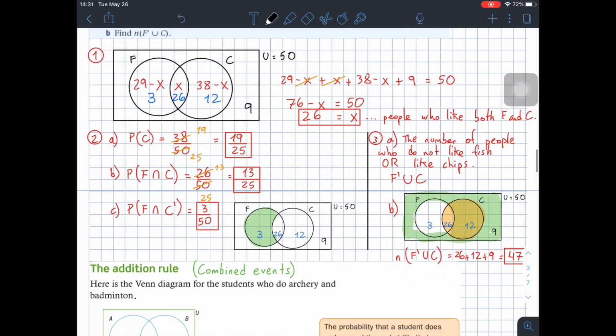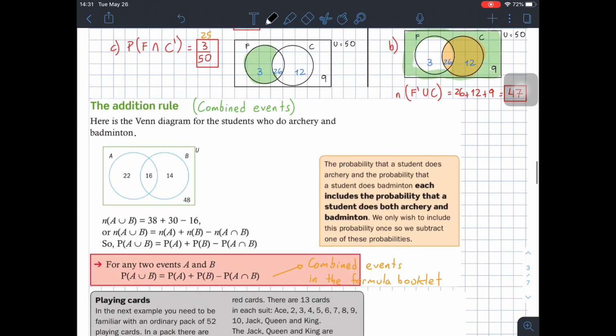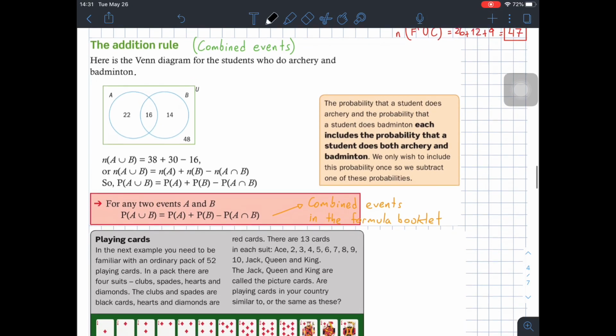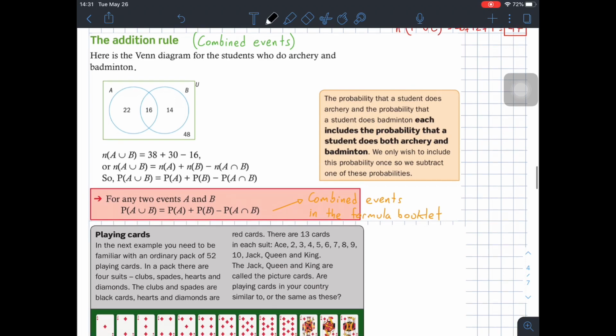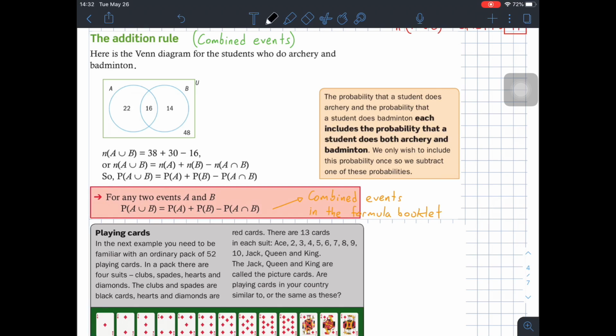And now we're going to continue with the addition rule. The addition rule, also known as combined events. So pay attention to the following example. It says, here's the Venn diagram for the students who do archery and badminton. So once again, we're following the same example. A is for archery, B is for badminton.